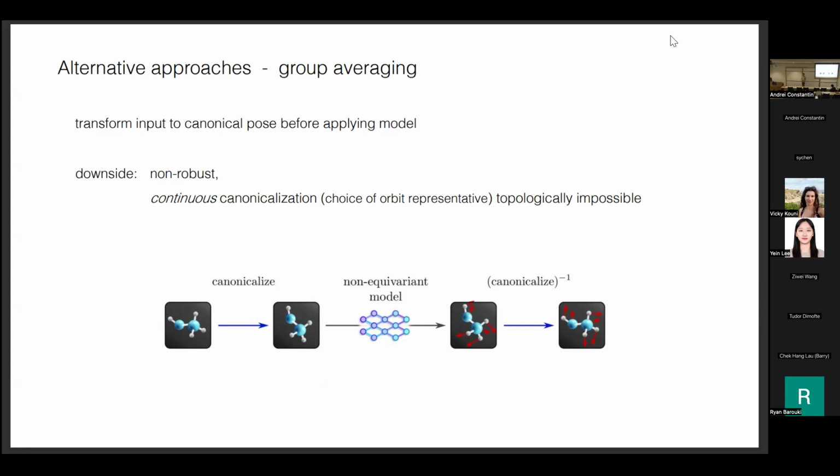And actually there are topological issues since finding such, these are essentially orbit representatives, and we know in topology that there's no continuous choice of those possible usually. So you are guaranteed to get certain discontinuities in whatever you're trying to predict, which is not a good property to have.